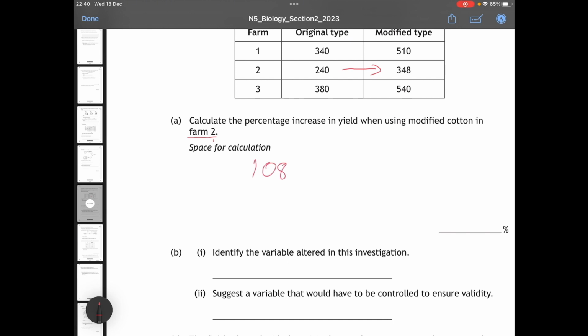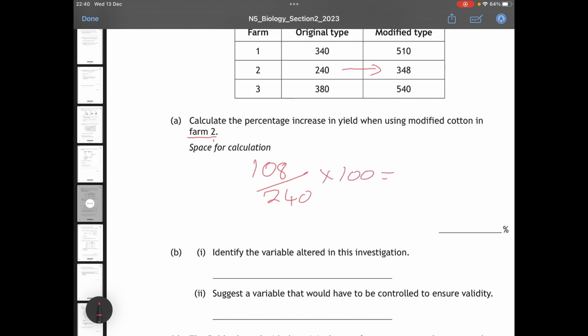108 is my change. I'm going to divide that by the start, by the initial. Now it's gone from 240 to 308. So the start in this case is the smaller of the two numbers. You can see the 240. The other way to work out if it's an increase, it must increase from the smallest one to the largest one. So that's why it's the start. So it's 108 divided by 240 times by 100.